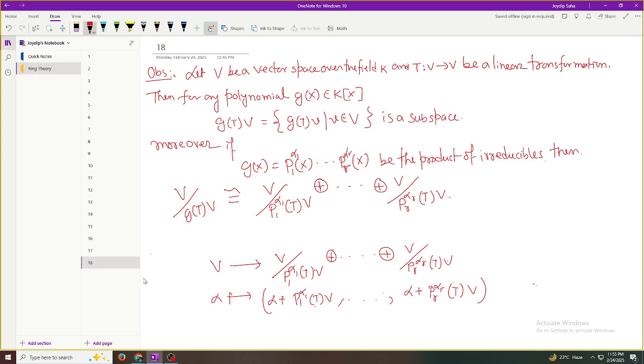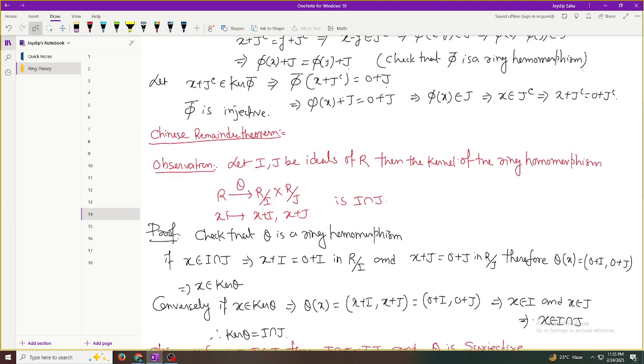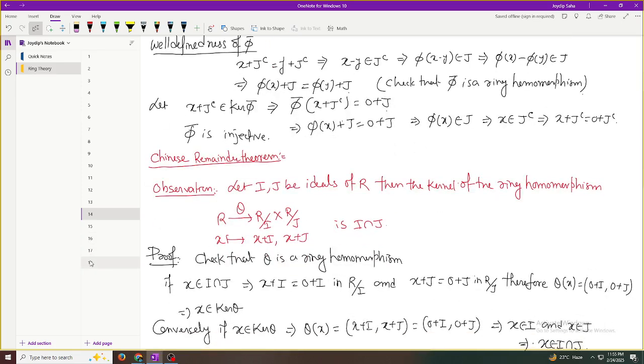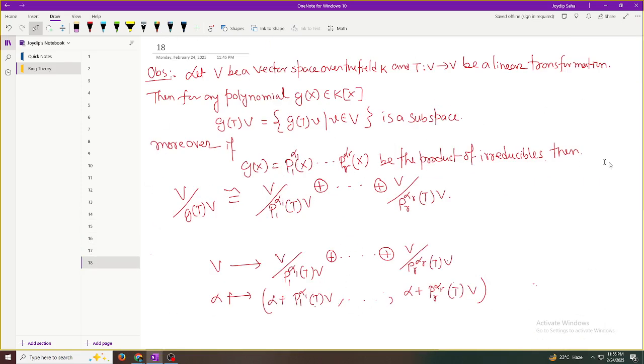So this theorem, the Chinese remainder theorem, is responsible for the primary decomposition theorem. And if you take this irreducible product as linear, such as x minus c1 to the power alpha 1 dot dot dot x minus cr to the power alpha r, this type of product, then you will find the Jordan canonical form. So this is exactly some playing of the Chinese remainder theorem.